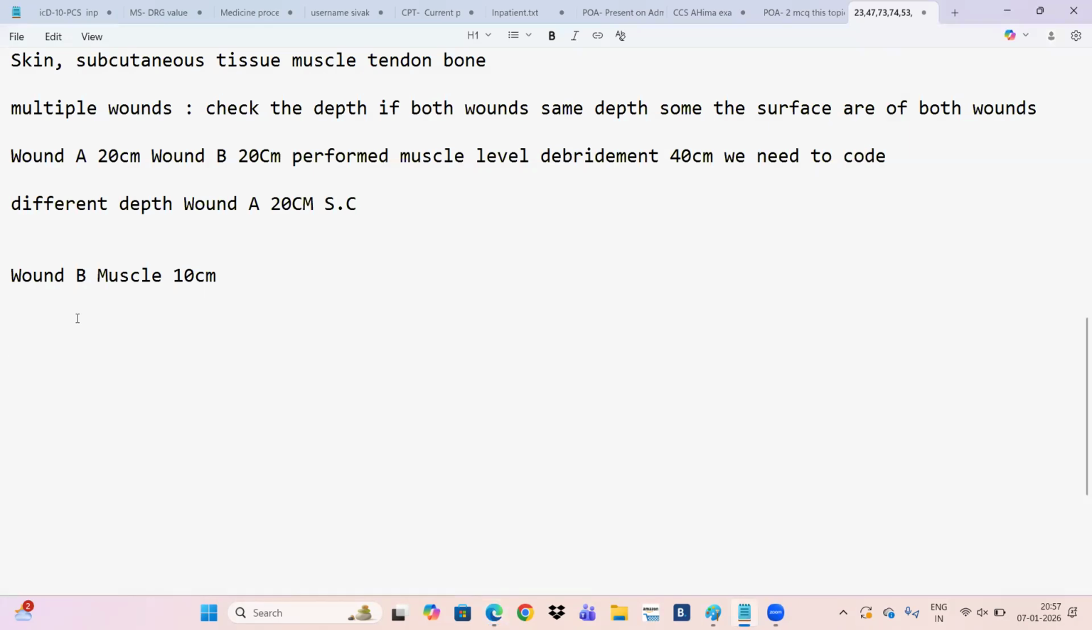So now we have the types of repair: simple, intermediate, complex. Clear? These three definitions you understood, right? Yes, sir. Next.